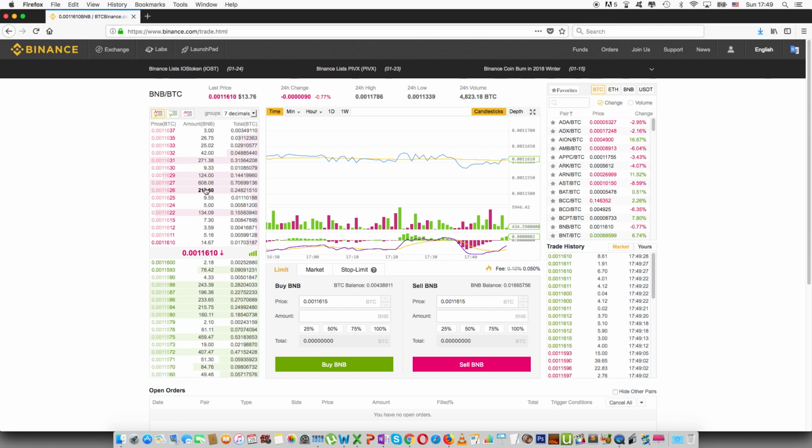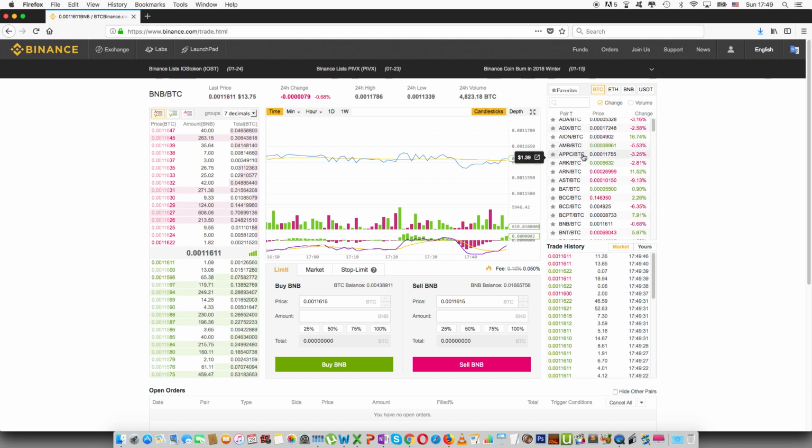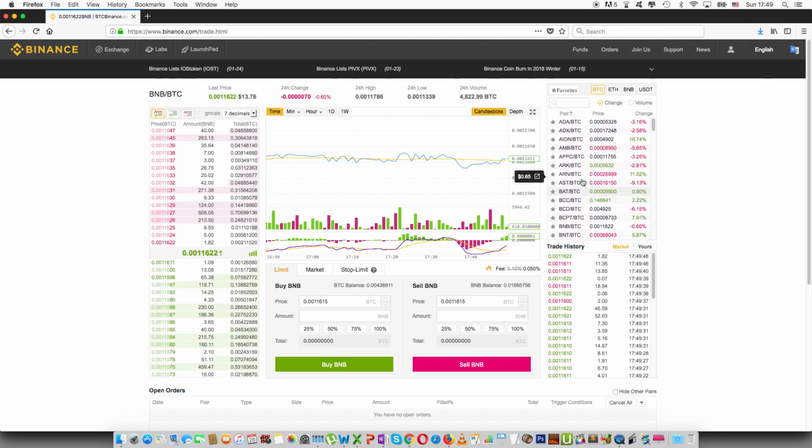Here you can select the different markets and select the pairs you want to trade. So first of all, what I have shown you, the different markets, the BTC, Ethereum, BNB, and USD markets. Find the pair you want to trade, and here you will see a candlestick bar.